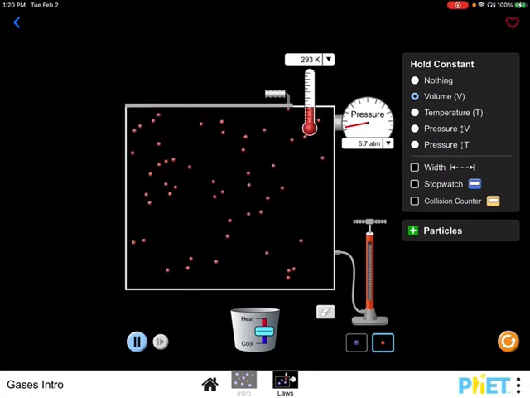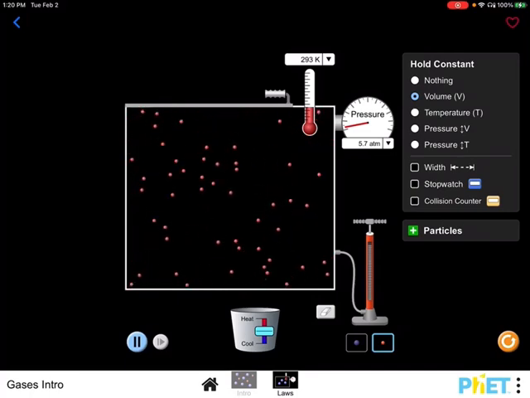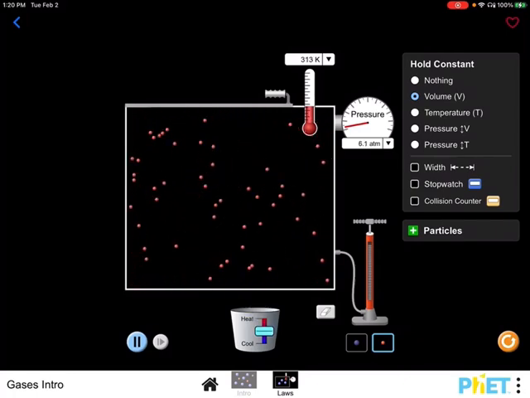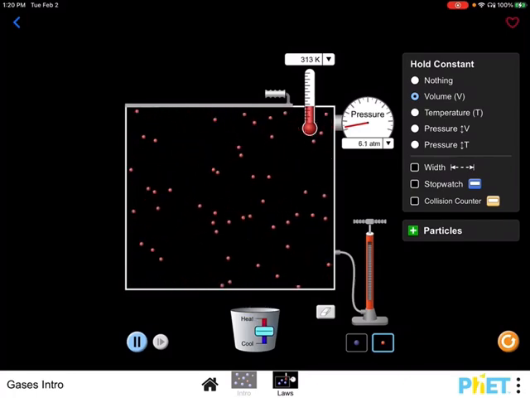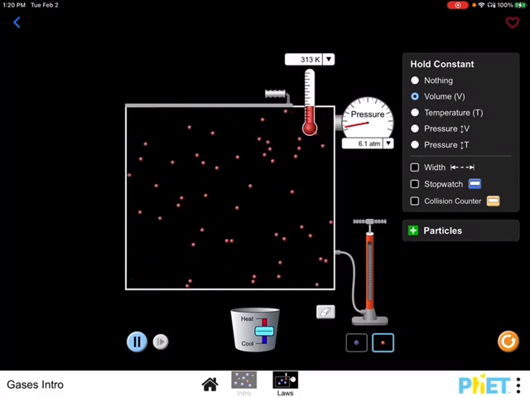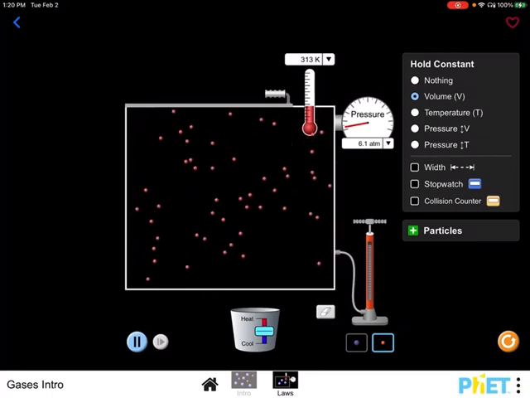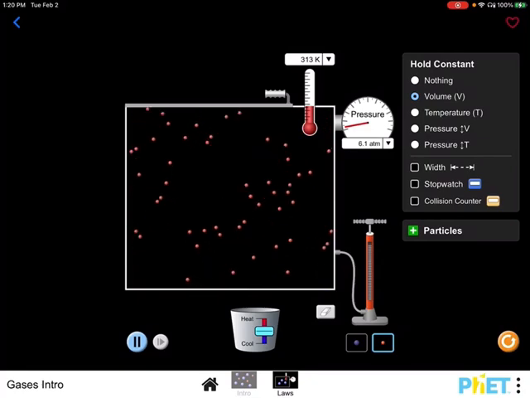And if I heat it up again, this time I'm going to try to heat it to 313 Kelvin, which is like a very hot summer's day. Now we can see that the pressure inside of my container is 6.1 atmospheres. And we can see my particles are moving just a little bit faster too, okay? Okay, so those are the three data points that we have.